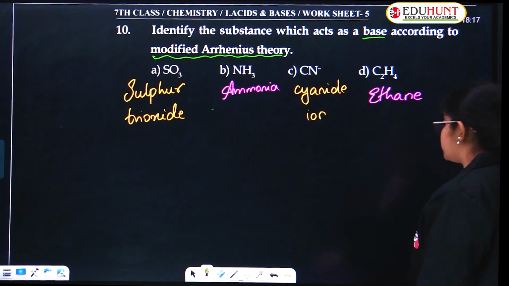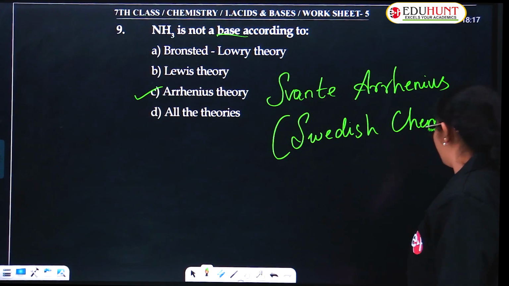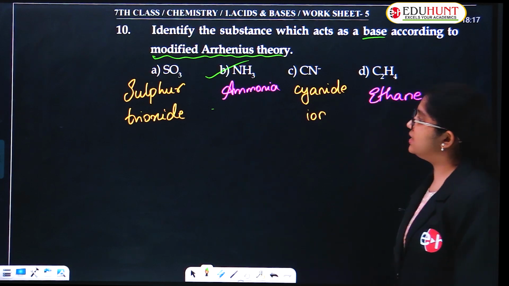Previous one you told me. What is that? Very good. Ammonia. Option B is right.